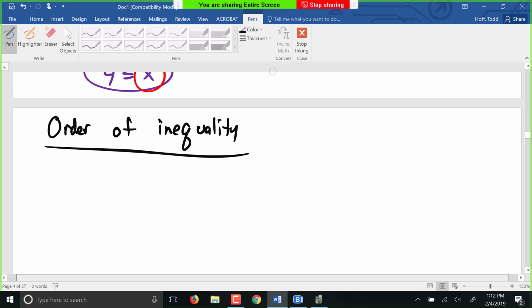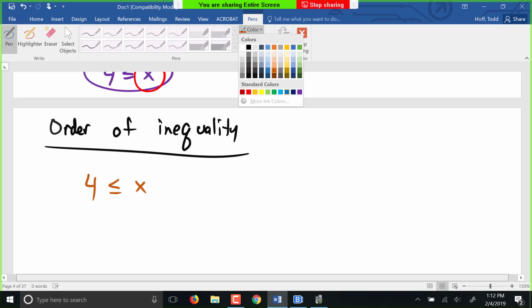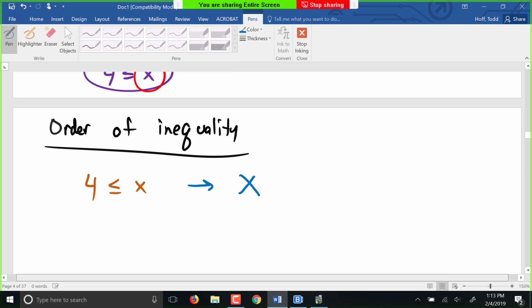So 4 is less than or equal to x is equivalent to an inequality where the variable is first. X comes first, 4 would come after it. The symbol has to stay consistent. That doesn't mean we use the same symbol. By consistent, I mean it compares the numbers in the same way. This symbol here is indicating which one is larger, 4 or x. X is larger. So I have to put a symbol in here that indicates the x is larger.